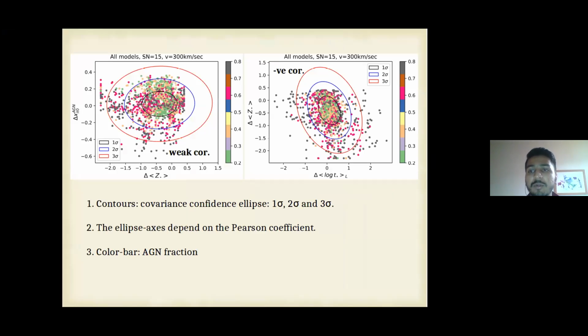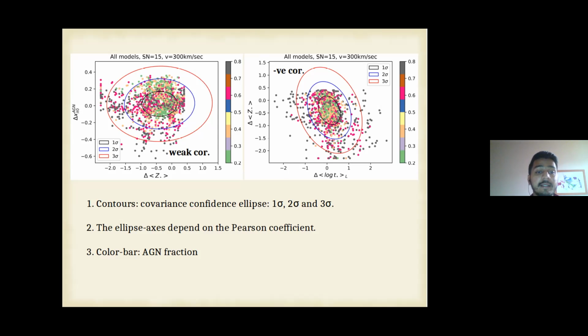I have also plotted the degeneracy plots. These are the contours, which are covariance confidence ellipses: 1 sigma, 2 sigma, and 3 sigma for various parameters. The figure on the left is delta x AGN, which is the AGN fraction, output minus input. On the y-axis of the left figure is the luminosity weighted metallicity.